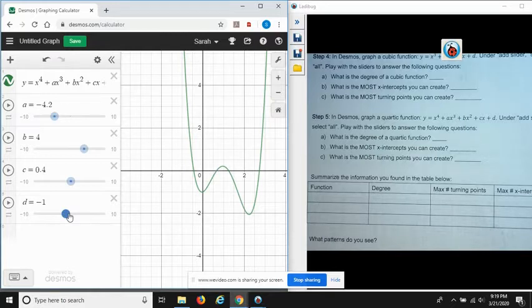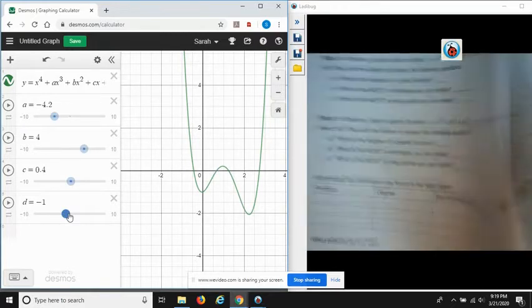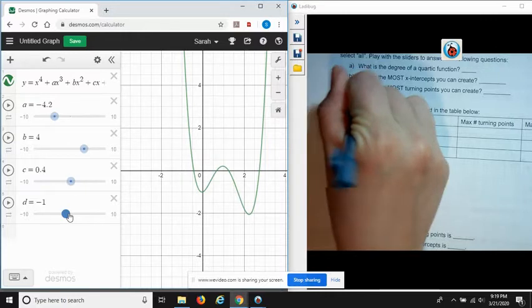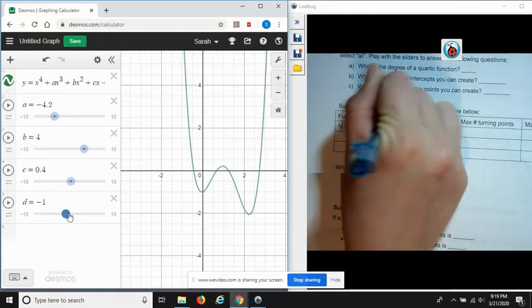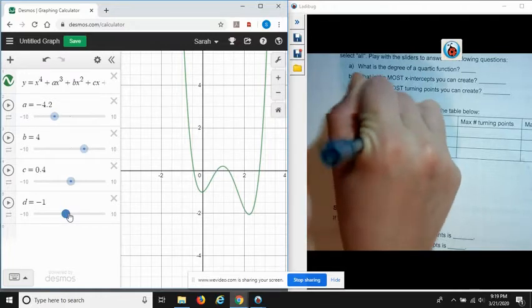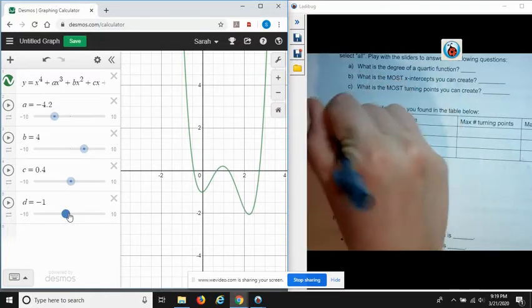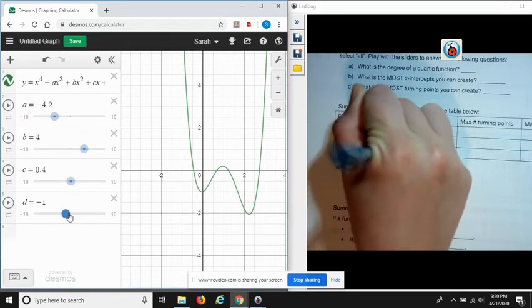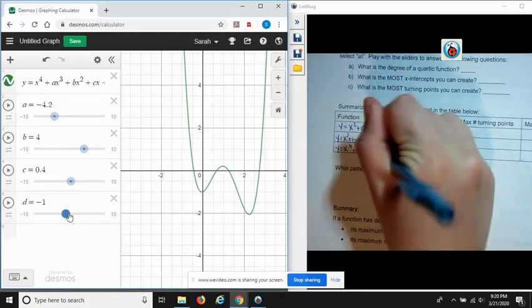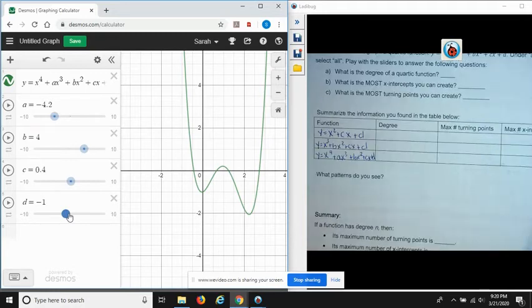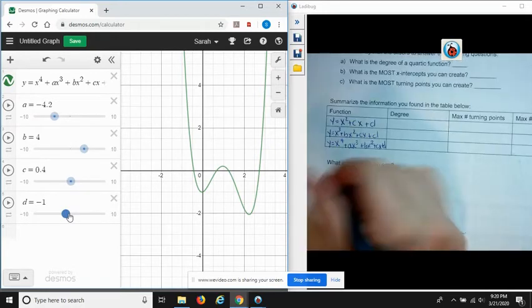Okay, so then it wants you to summarize the information in the table below. So you're going to write out each function. So y equals x squared plus cx plus d. Y equals x cubed plus bx squared plus cx plus d. And y equals x to the fourth plus ax cubed plus bx squared plus cx plus d. You're going to write the degree, max number of turning points, and max intercepts. Answer the question, what patterns do you see?